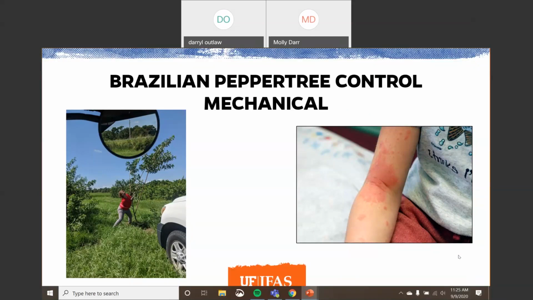Okay, moving on to chemical controls. There are 3 different application methods that you can use to control Brazilian peppertree. There's cut stump, there's basal bark, and foliar sprays. As always, it's important to read and follow label recommendations on any of these control tactics.